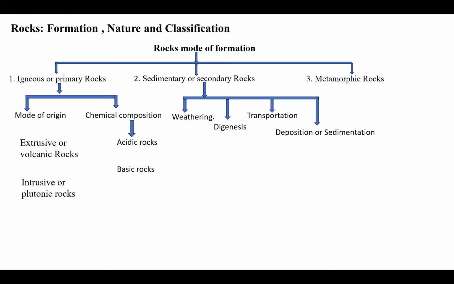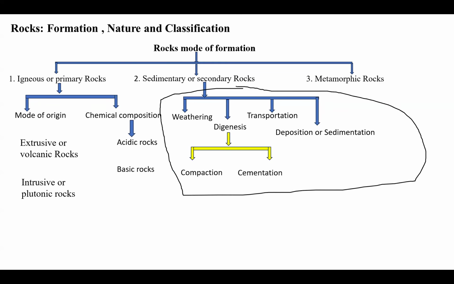In sedimentary rocks, in diagenesis, we can see there are two classes: one is called compaction and the other cementation. Based on this, we will go through all these issues in this class. Also, there is another type of classification we will go through in sedimentary rocks.